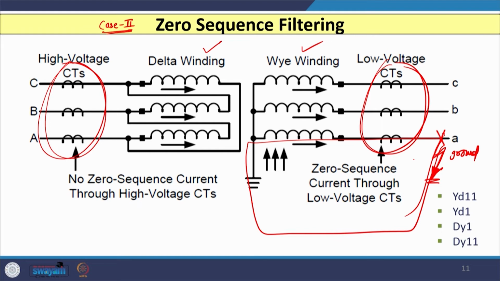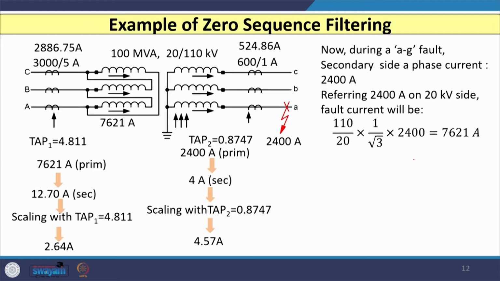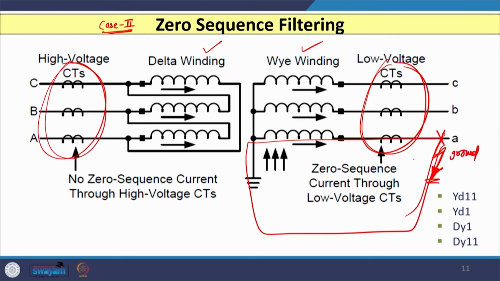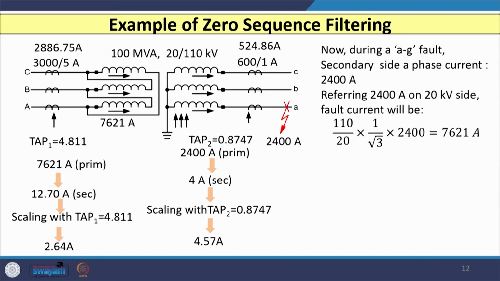In a digital relay we have to compensate this also, and this type of mismatch occurs when we have a delta winding on one side of the transformer, like star delta 11, star delta 1, delta star 1, delta star 11. These are some common vector groups used in power transformers. In all these cases we need zero sequence compensation.